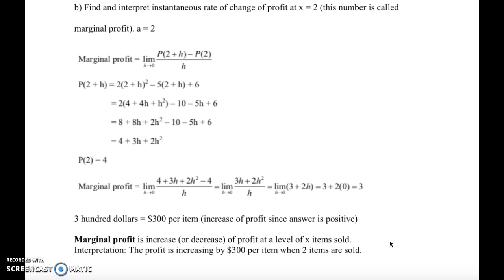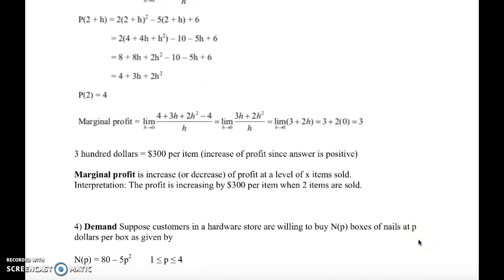The interpretation is going to be important when you're looking at these problems. It's not just enough to do the mathematics. You also want to make sure that you're interpreting what's going on. If somebody else were to look at this and ask you what's going on, you should be able to tell them, as far as profit, whether you are making money or losing money at this number of items sold. Okay, let's look at one more.